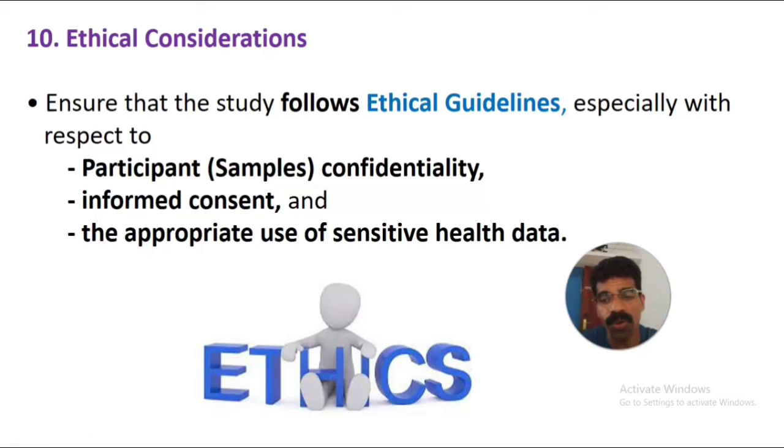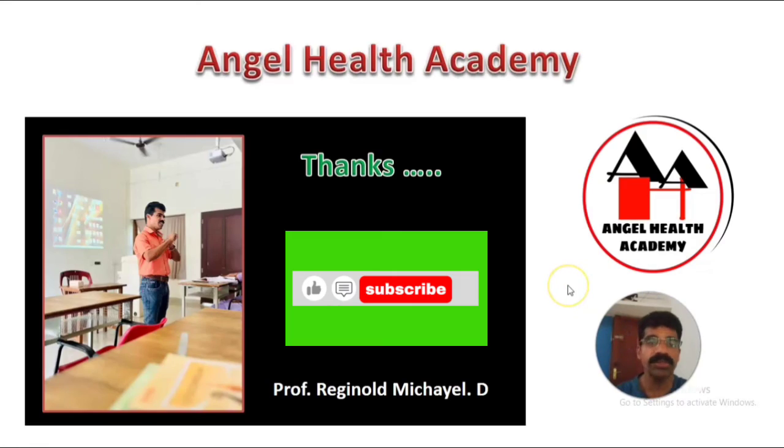We don't disclose all the personal data of the samples. Okay, only when it is necessary we'll use the sensitive data, otherwise we'll keep this data confidential. That all comes under ethical considerations. So that is maintaining the confidentiality, taking informed consent or written consent from the samples, and appropriate use of the sensitive health data of the samples. So far we have discussed the 10 important steps in descriptive epidemiology.